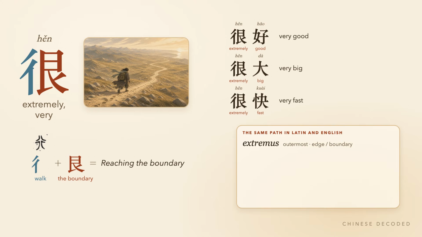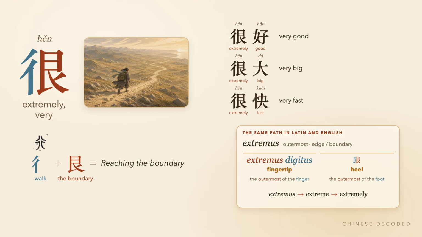There is a beautiful parallel in Latin and English. Latin extremus means outermost. Extremus digitus means the fingertip, the outermost of the finger, the finger's boundary. That is a similar logic to the outermost of the foot's boundary, the heel. And extremus gave English extreme, and from extreme, extremely. Two languages took the same path. Reaching the boundary is going to the extreme.